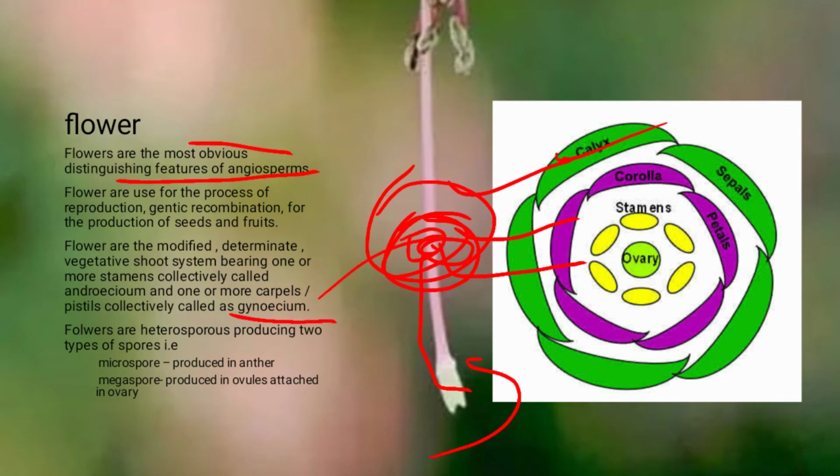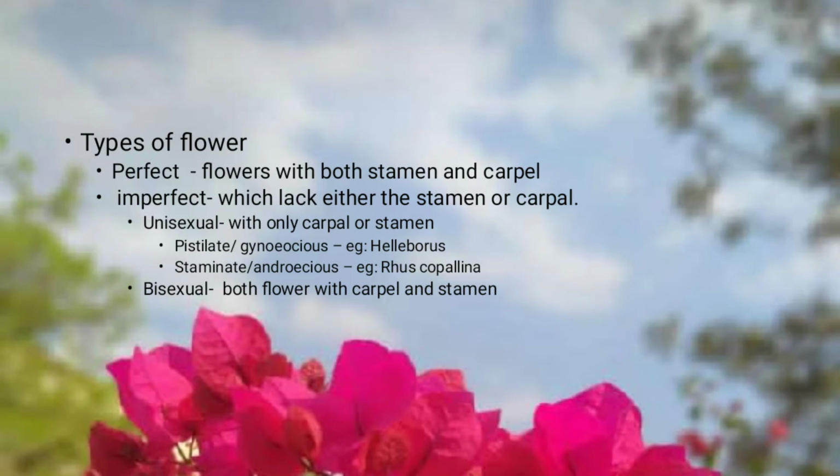Androecium is made up of stamens in which the anthers are present, where the microspores are produced inside the anthers in structures called microsporangia, and megaspores are produced in the gynoecium. The megasporangium of the flower is the ovule, which is present inside the ovary, which is present in the carpel. So coming on to the types of flowers, flowers can be classified into different types based on their structure and floral arrangement.